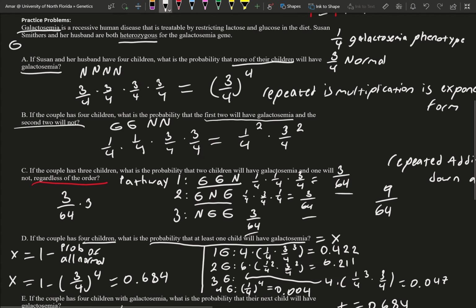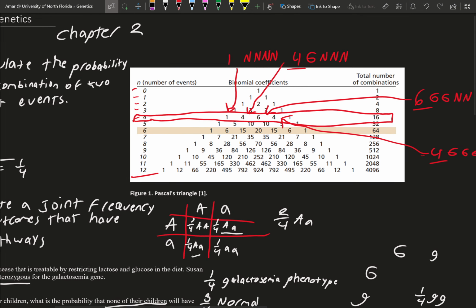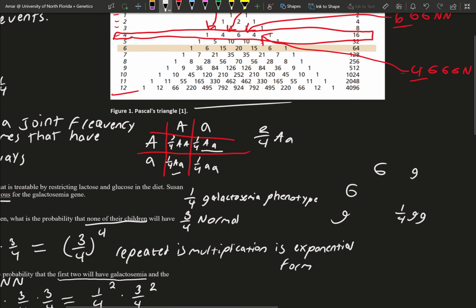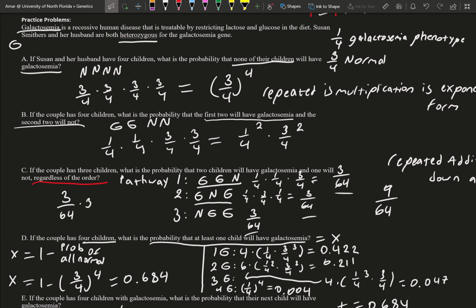So hopefully this helped out with how to use Pascal's triangle and how to solve some practical genetics problems. So hopefully today was helpful.